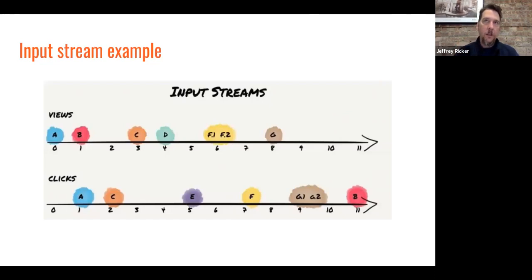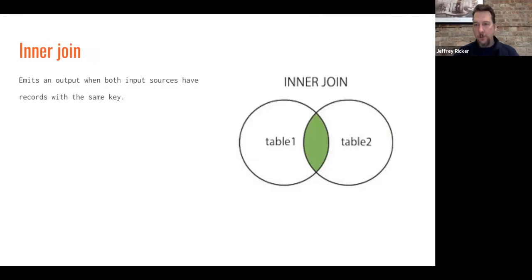Well, just like in SQL databases, there's different types of joins. There's an inner, a left, and an outer join. In SQL, you have a right join, but in streams, just deal with left joins, because that just means that one side is included. You just flip it to make a right join into a left join. So we're going to talk about inner joins, left joins, and outer joins. So an inner join means that you emit an output when both input sources have records with the same key.